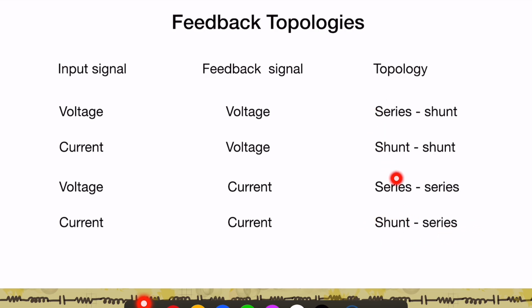So remember, the topology always goes as what's happening at the input and then what's happening at the output of the open loop amplifier. This indicates how the signal and the feedback signal are added together, and this indicates how the feedback signal is sampled from the output signal of the amplifier. Now what we'll do in the next few videos is discuss these individual topologies in detail.